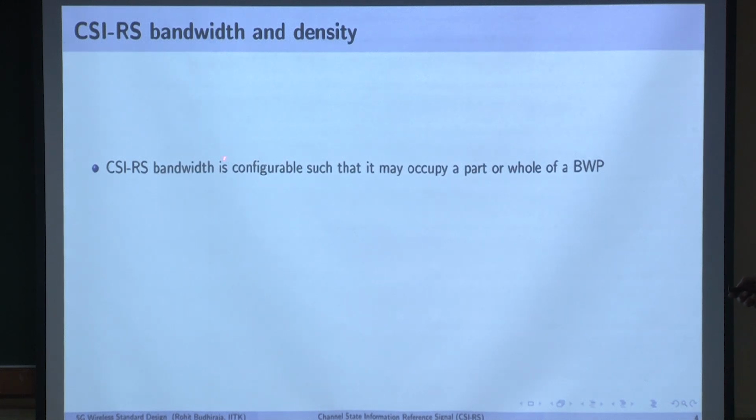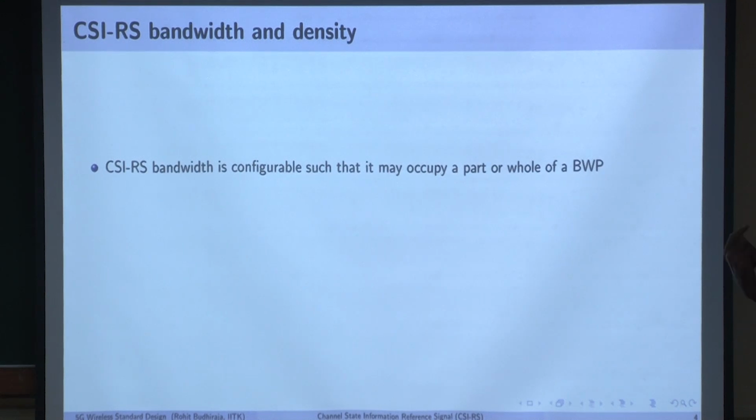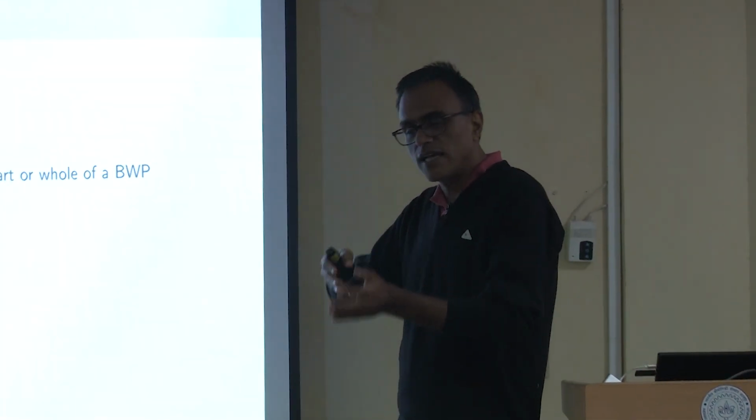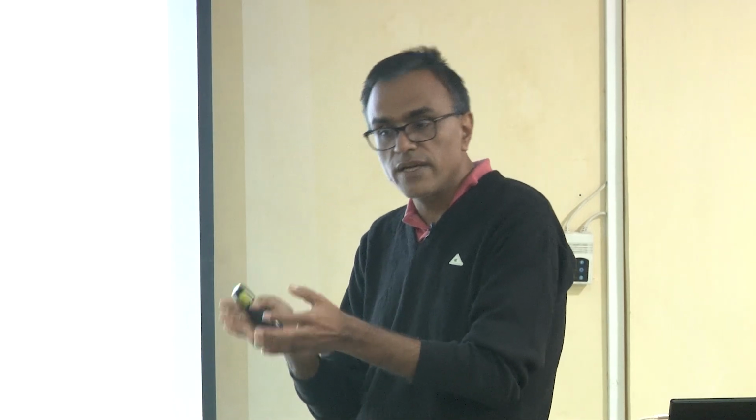Now CSI-RS is configurable such that it may occupy a part or the whole of the bandwidth, because the channel needs to be estimated over all the relevant PRBs. The example which we have taken is only for a single PRB, where you see the resource elements being used for CSI-RS. If it is 8 ports, you use 8 resource elements per PRB. If it is 32 ports, we are using 32 resource elements per PRB. As I said, it's a humongous requirement. So doing it over the entire PRB or entire bandwidth part is a costly affair, but that's what you'll have to do.